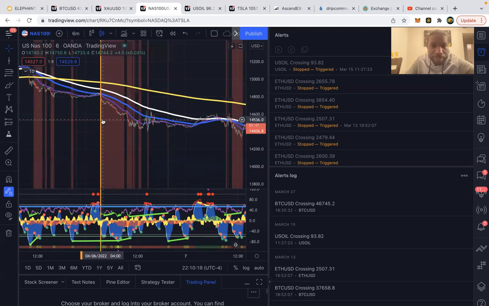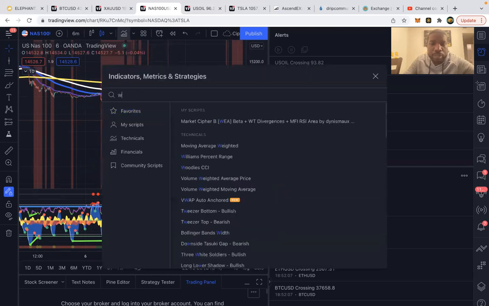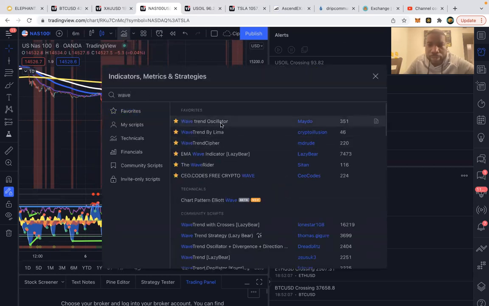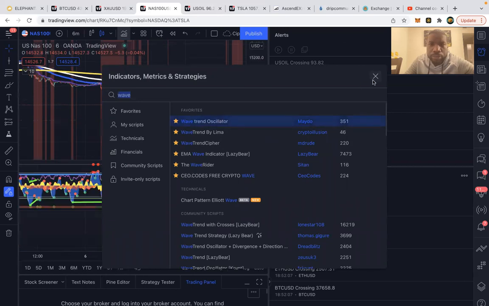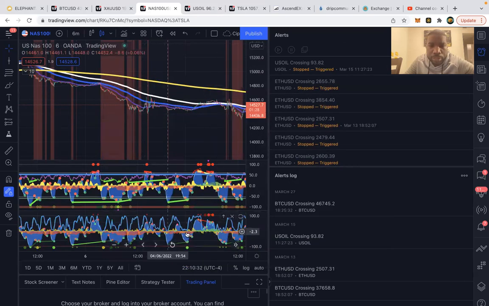You can back test this. If you don't have access to Market Cipher, you can look up Wave Trend Oscillator by Madhu right here. The free version here, and it's very similar.